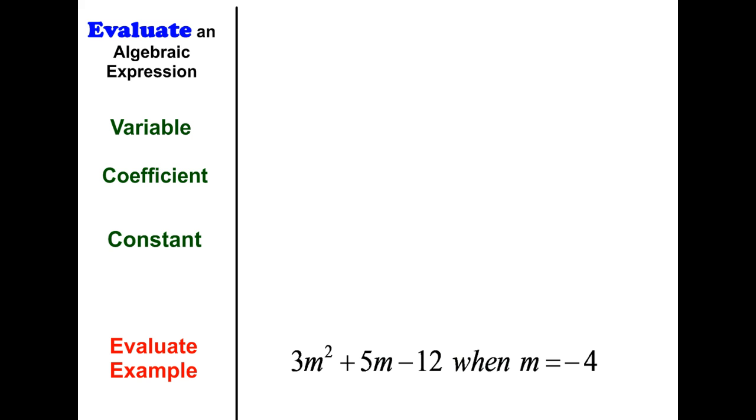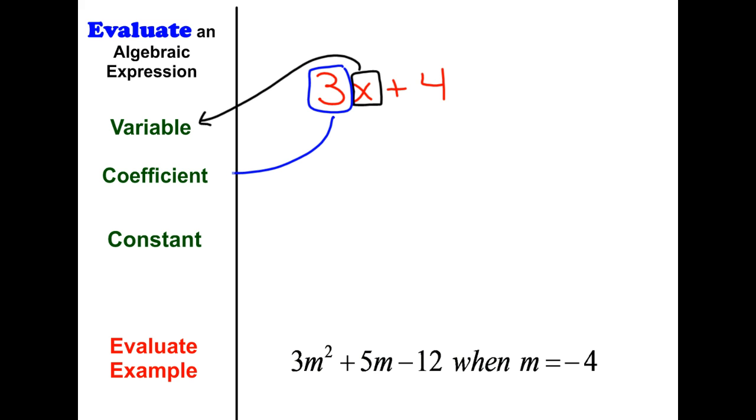So as an example, if we have 3x plus 4. In this example, x is my variable. In this example, 3 is my coefficient. And in this example, 4 is my constant.